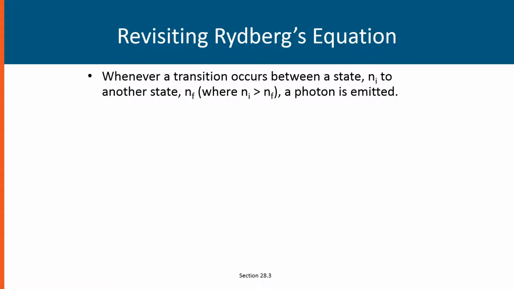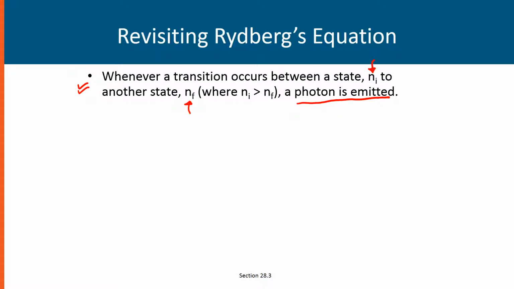So whenever a transition occurs between a state Ni to another state Nf, or when electrons move back from a higher energy level Ni to a lower energy level Nf, a photon is emitted.